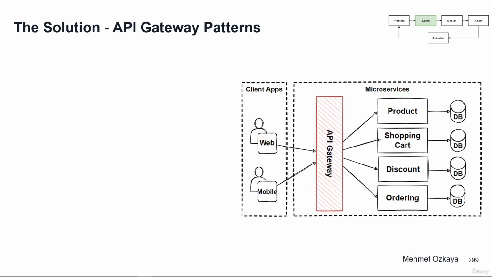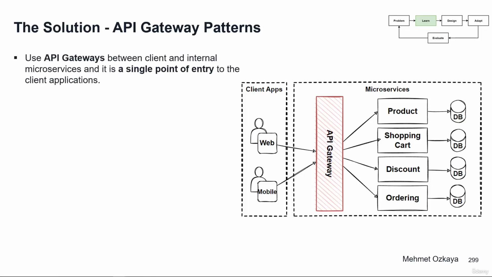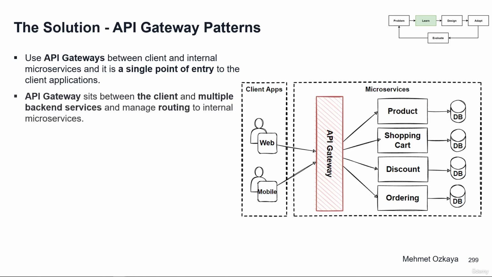In order to solve all these problems, we should use API gateways between client and internal microservices. An API gateway is a single point of entry to the client applications. An API gateway sits between the client and multiple backend services and manages routing to internal microservices. An API gateway provides several important functions.